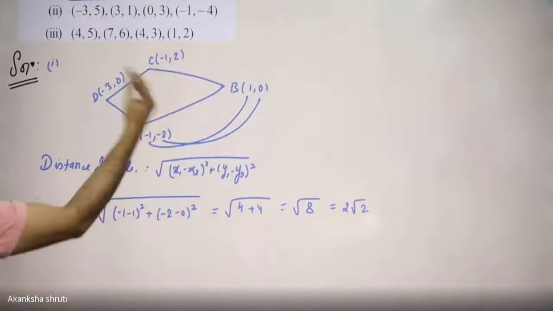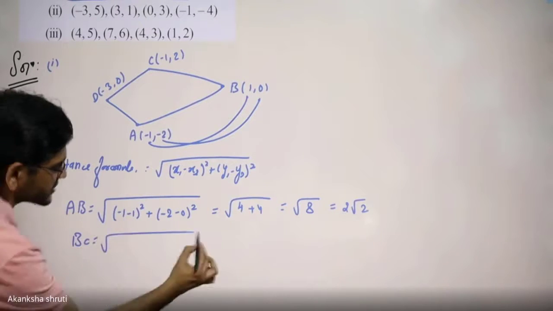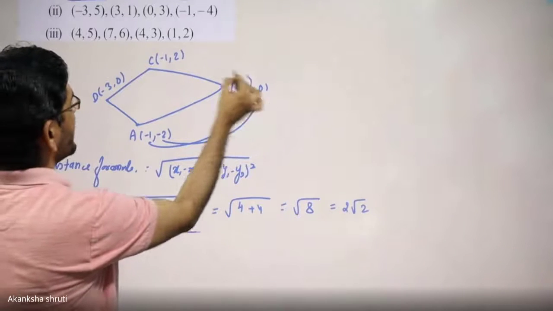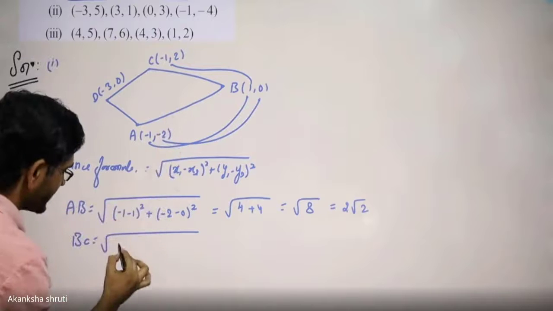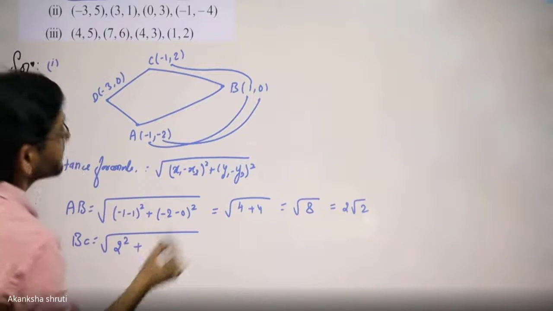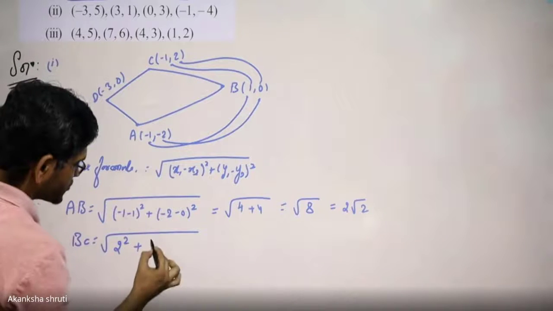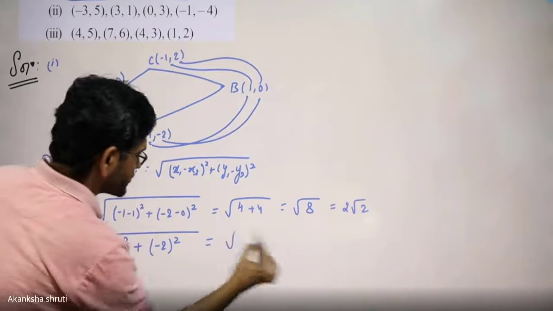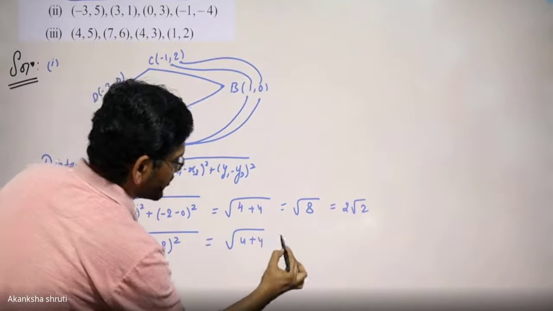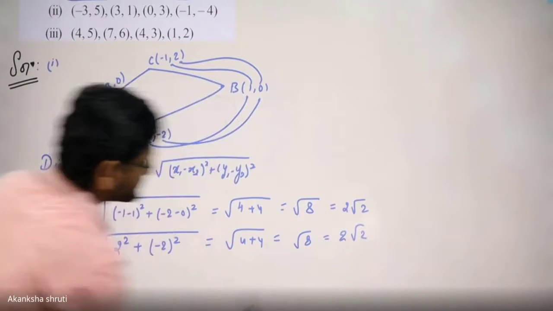Students, similarly, let us consider BC. I'm going to write directly, students. We have to take 1 minus of minus 1. It becomes 2 square plus 0 minus 2, which is minus 2 square. It is also under root 4 plus 4, under root 8. It is 2 root 2.